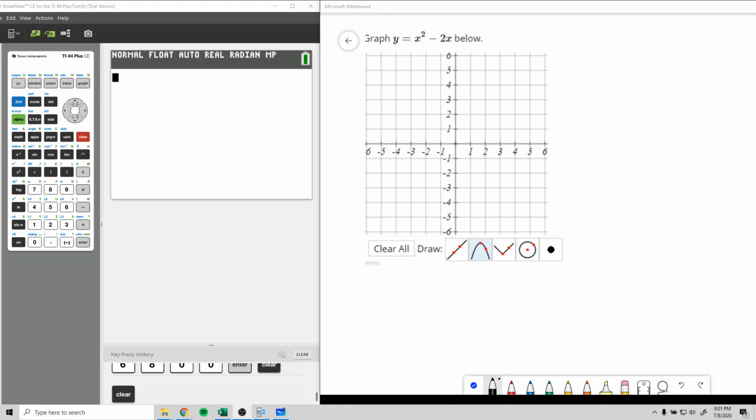This question is asking us to graph y equals x squared minus 2x. And we know, because the biggest power of x is 2, that this is going to be a parabola. It's a quadratic function, which means the graph is a parabola. And the most important thing about a parabola's graph is the vertex. So we need to figure out the vertex.